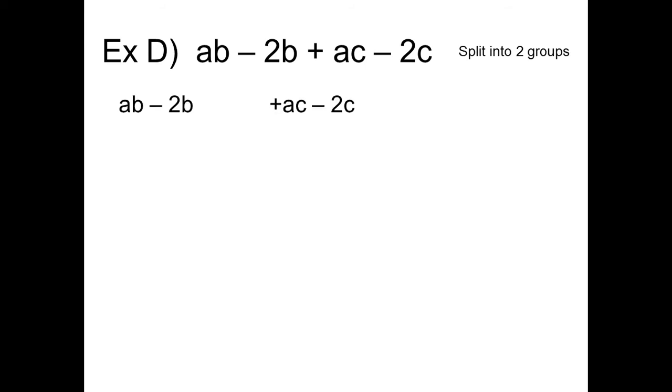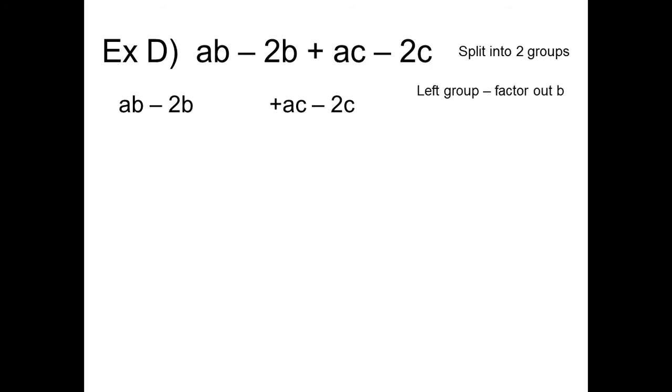So I just go ahead and put my AB minus 2B on the left, and then my positive AC minus 2C on the right. Now what I need you to do is to look at each group separately. On the left group here, I need you to notice that they have something in common. Very similar to what we did before. And instead of listing out everything, I think at this point we can just identify that they have a B in common.